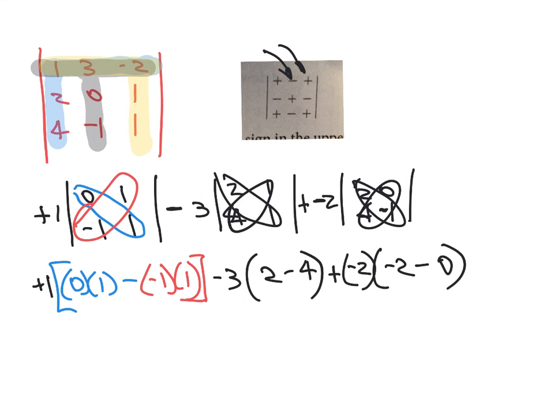So this is 0 plus 1, so this is going to end up being a 1 here. Over here we have 2 minus 4 is -2, times -3. So that's going to give me a +6 for this section. And for this part here, we've got -2 minus 0 is -2, times -2 is a +4. So that gives me 11, which is the same answer I got when I did it in the first method.